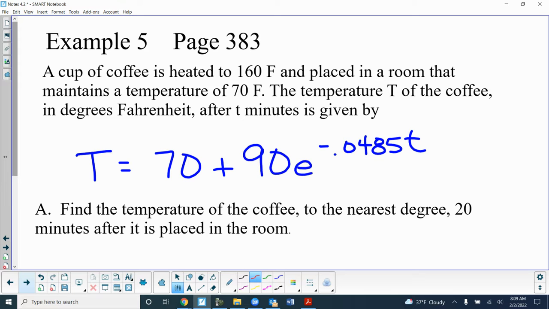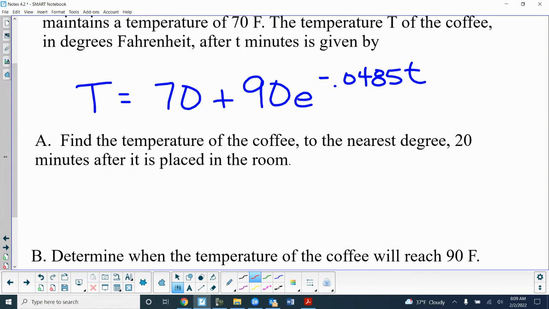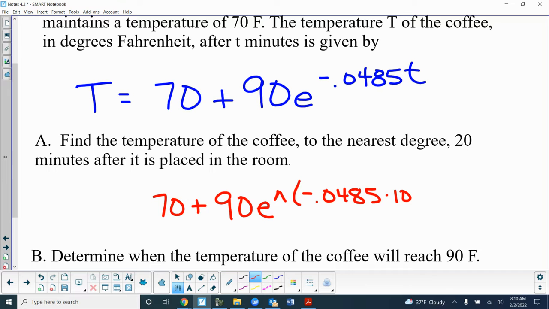So it says find the temperature of the coffee. I'm looking for capital T to the nearest degree 20 minutes after it is placed in the room. So my little t is the 20. All I'm doing is putting this in my calculator: 70 plus 90 E caret, and then it's negative 0.0485. Now don't just put 10 there, you need to put times t. But not 10, because it's not 10 minutes, it was 20 minutes, right? So times 20.